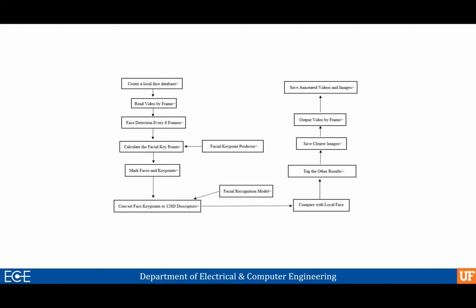We determine whether the face is the same person by calculating the distance between the 128-dimension facial descriptors of the face and the 128-dimension facial descriptors of the face in the local face library. And when the distance is less than a specific threshold, the recognition is considered successful and labeled with the person's name. Otherwise, it is labeled with unknown. Finally, the tagged images, as well as the video, are output to local.